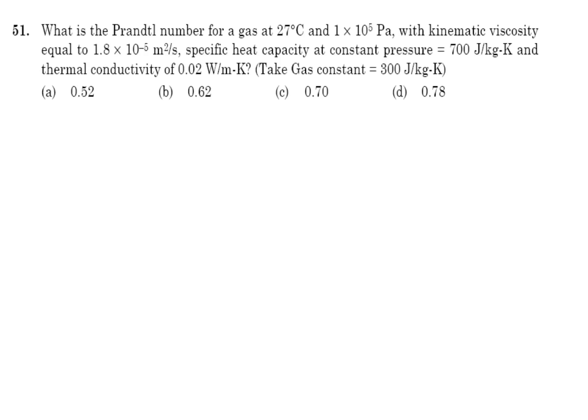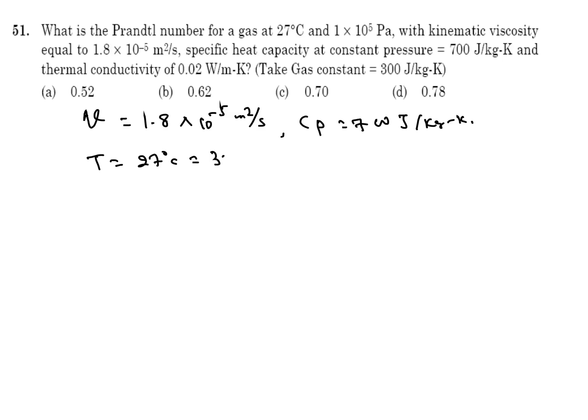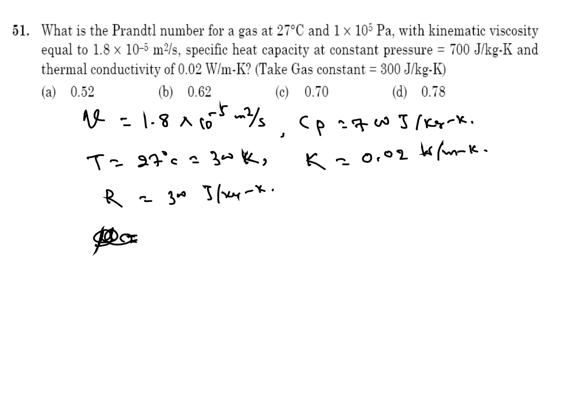So data given are kinematic viscosity, it's 1.8 into 10 to the power minus 5 meter square per second. Cp is 700 joule per kg Kelvin and temperature T is 27 degrees Celsius or 300 Kelvin. K value, thermal conductivity, it's 0.02 watt per meter Kelvin. Gas constant R is 300 joule per kg Kelvin. So mu value first we have to calculate. Mu equal to, we know kinematic viscosity is mu by rho.